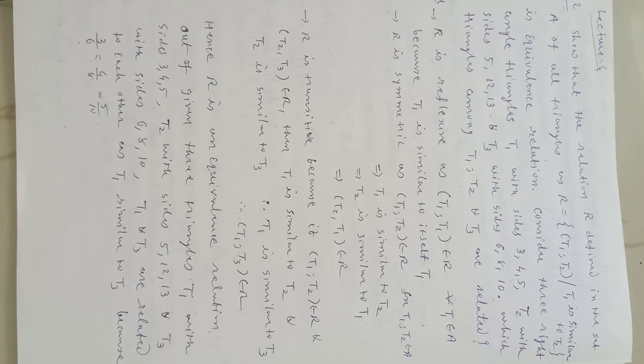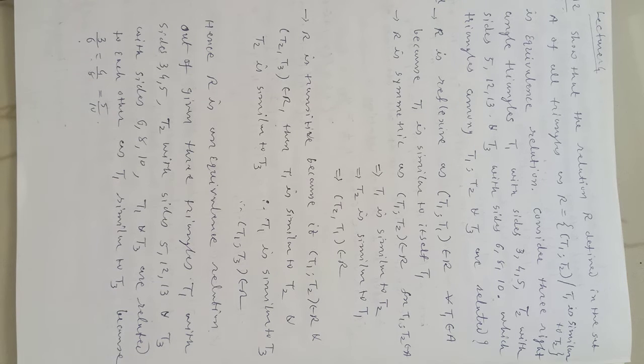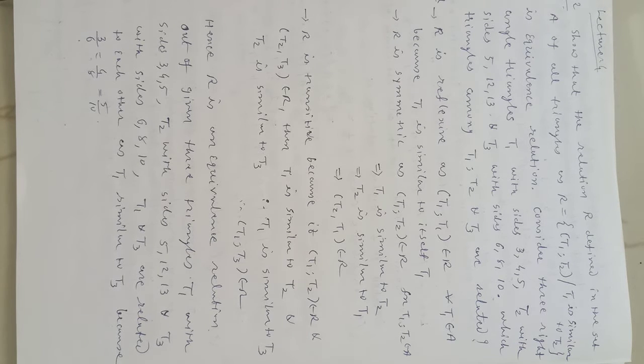Now for transitive, very obvious, because if T1 is similar to T2 and T2 is similar to T3, obviously T1 is similar to T3. It means if (T1, T2) is a member of R and (T2, T3) is a member of R, then T1 is similar to T2 and T2 is similar to T3, and therefore T1 is similar to T3, and so (T1, T3) is a member of R. So definitely R is reflexive, symmetric and transitive. All three conditions are fulfilled, and therefore we call R an equivalence relation.